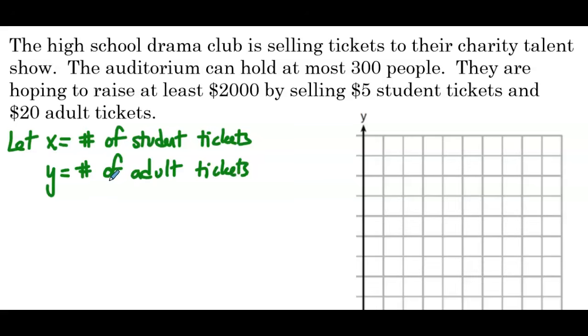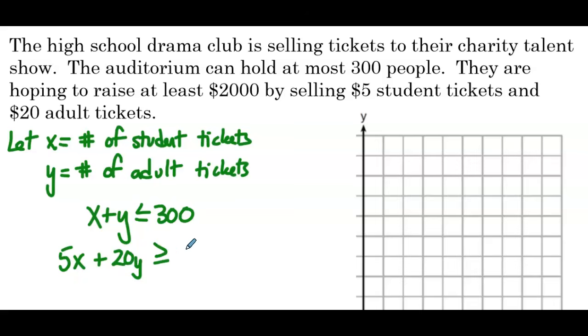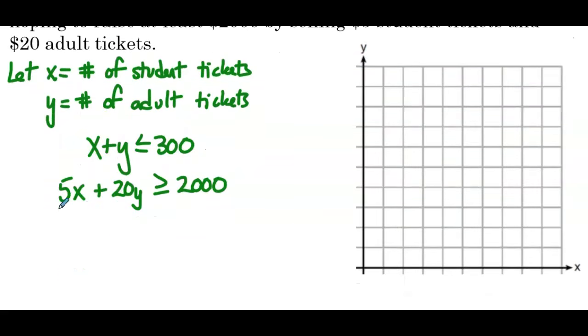So now we can create our inequalities. The auditorium can hold at most 300 people, so that means x plus y has to be less than or equal to 300. They're hoping to raise at least $2,000 by selling $5 student tickets and $20 adult tickets. So if they sell x student tickets, they're going to make $5x. Y adult tickets, they're going to make $20y. And they want that quantity to be at least, so greater than or equal to 2,000. So we have our system of inequalities.